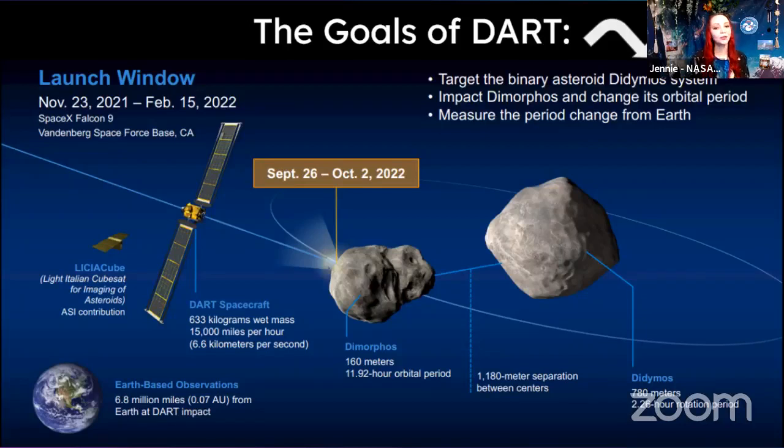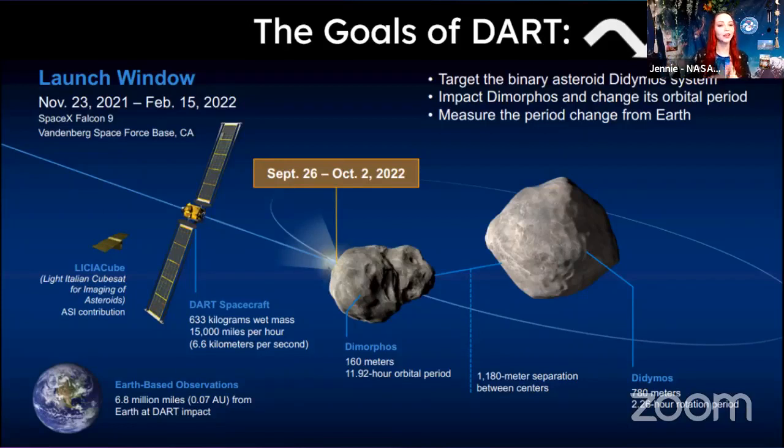These are the 3 main goals of the DART mission. The first one was to find this binary asteroid system. Binary means that there were 2 asteroids in this system. There still are 2 asteroids in this system. To find this asteroid system, to impact the smaller asteroid.